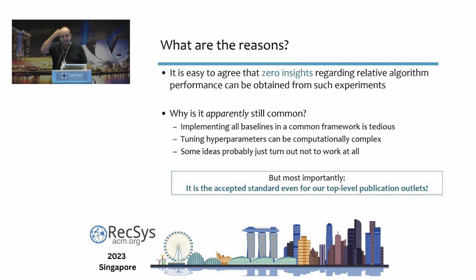So what are the reasons? We know there are zero insights we can get from this comparison, as we see from the example. Why is it still common? Well, for example, implementing all the baselines in a common framework, which you have to do, integrating all of them to make the exact same measurement, is tedious. The tuning can take weeks for each individual model, and maybe some ideas just don't work at all. So you have this confirmation bias, where you try to make your shiny new ideas work, right? But the last thing, I think, is the most important one. It's the accepted standard. You're not going to be rejected, as we see from the analysis of top-level conferences, if you do this shallow reporting. We don't know what's done in the background, but it's not reported.